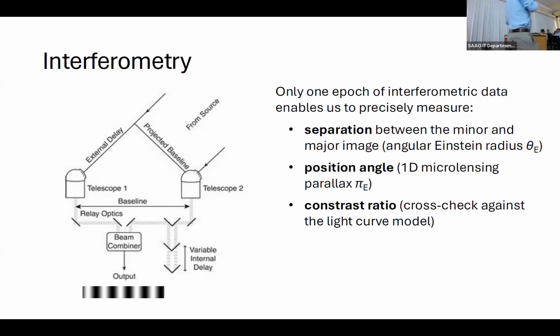I would like to also remind you that interferometry is very different from the traditional imaging techniques that we are using in microlensing. So you need at least 2 telescopes that are looking at the same object in the sky, and then the light from the 2 telescopes is physically combined together to create fringes. And you are studying the fringe pattern to infer the parameters of the microlensing event. For example, you can measure the separation between the 2 images, which gives you immediately the Einstein radius. You can measure the position angle of the images in the sky, which gives you one-dimensional parallax information. And also you can measure the contrast ratio between the images, which again gives you some cross-checks against the light curve model.